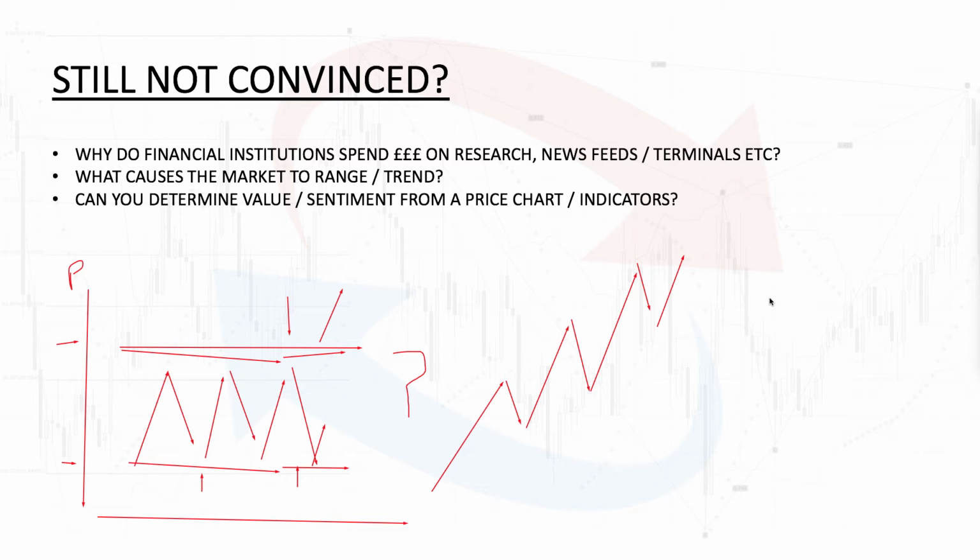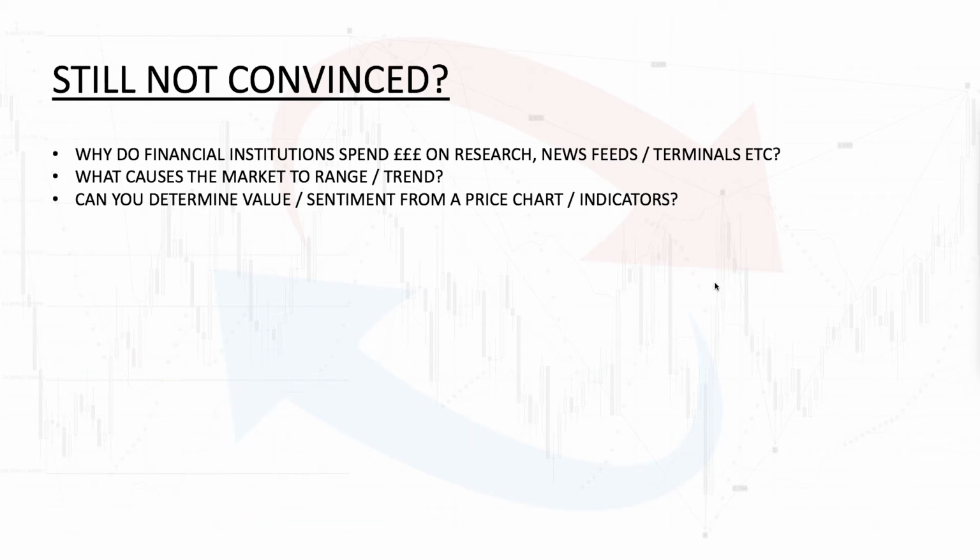Whether they're creating them on purpose, or it's just a result of their buying and selling activity, that should tell you alone that the reversal engulfing candles and pin bars are not what moves the market. There's something beyond the price chart. The institutions are looking at fundamentals and sentiment. They're not basing their decisions off of Japanese candlesticks. And lastly, can you determine value or sentiment from a price chart or indicators?